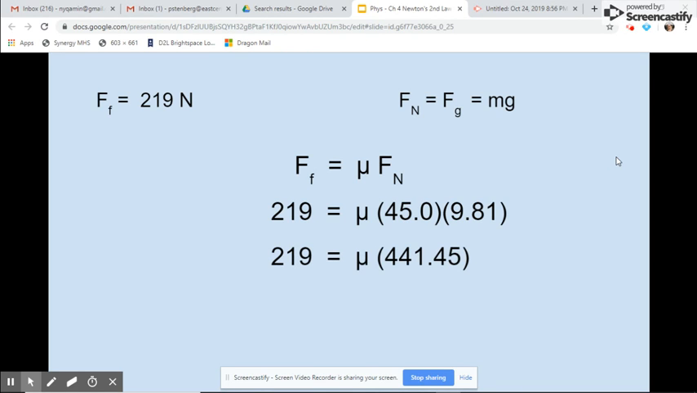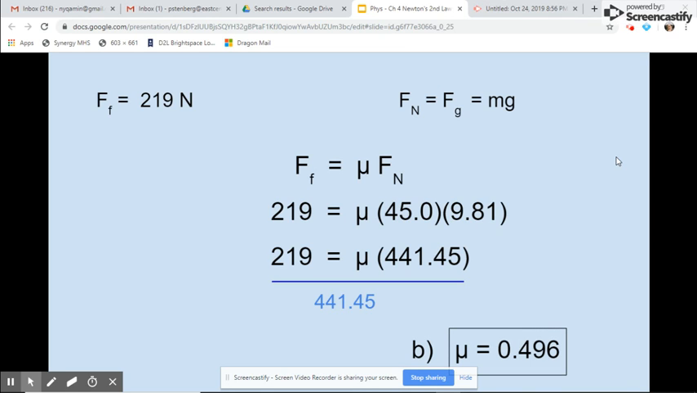If I multiply the 45 times 9.81, I get 441.45. And then we're going to divide both sides of our equation by 441.45. And remember, mu, that coefficient, should be between 0 and 1, and it looks like it will be. And it doesn't have any units because it's just a coefficient. So when we get our answer, mu is 0.496. And that would be our answer for part B. We just got one part left. We're almost done here, cruising.